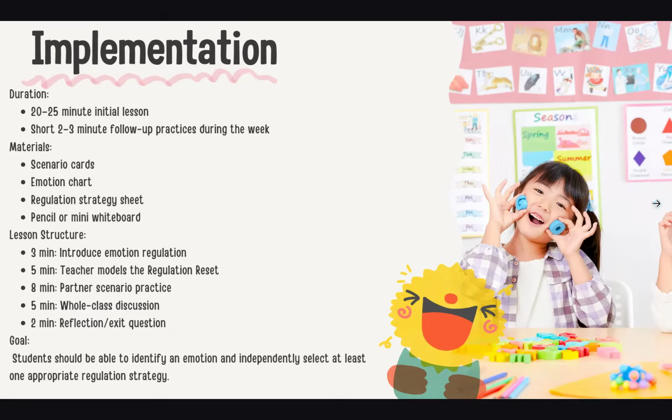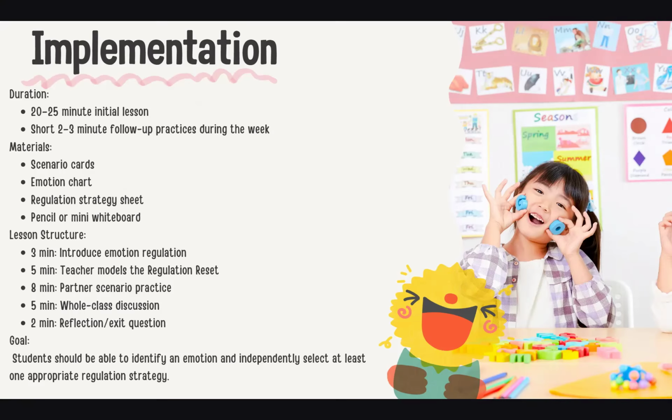Now, for the initial lesson, I will plan for it to be around 20 to 25 minutes and then offer short 2 to 3 minute follow-up practices during the week. Now, I would start with a short explanation of emotion regulation, and then I would model the regulation reset myself using a situation that fifth graders could relate to. Now, after we model this, students would spend around 8 minutes practicing different scenarios with a partner. Then they would come back together and talk about some of the strategies students chose.